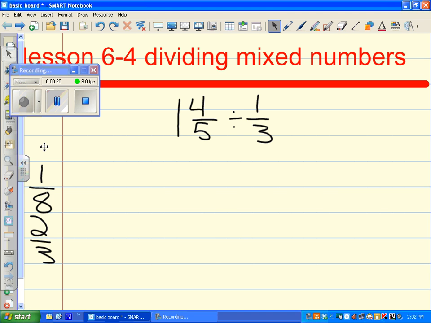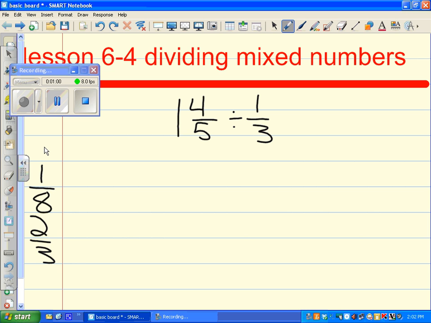And once again, I'm asking myself, how many thirds can I fit into 1 and 4/5? Well, let me think about this really carefully. 1 and 4/5 is about 2, and I'm dividing it by 1/3, and a third looks like that. How many thirds will I be able to fit into 2 wholes? Well, probably about 6, or in that neighborhood. That's my estimation. I'm going to use that to decide whether or not my answer is any good.